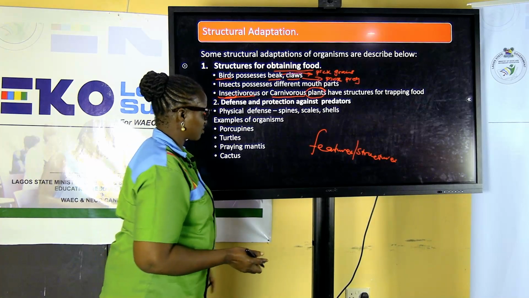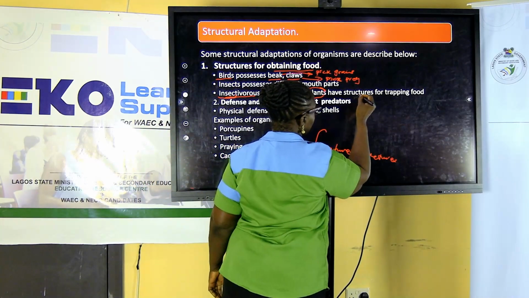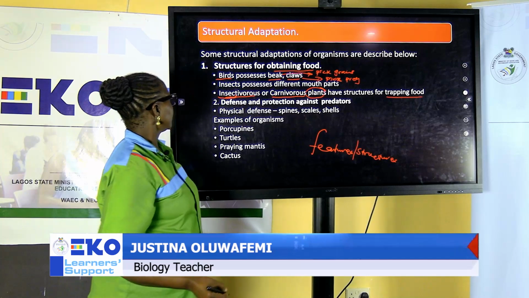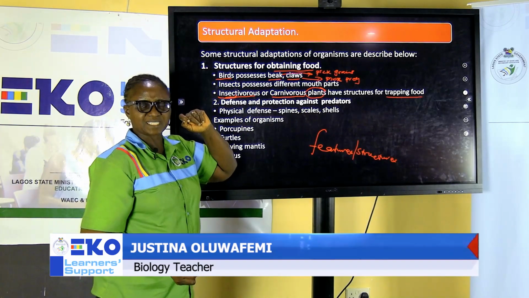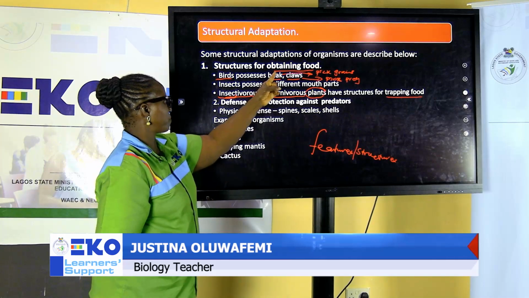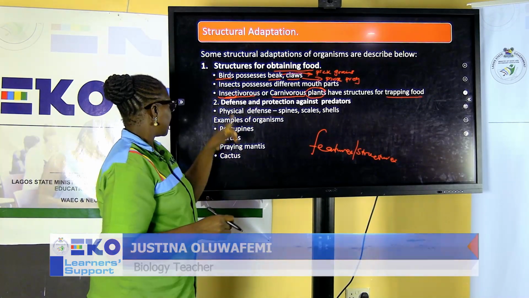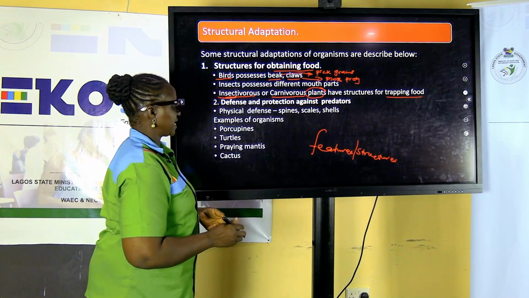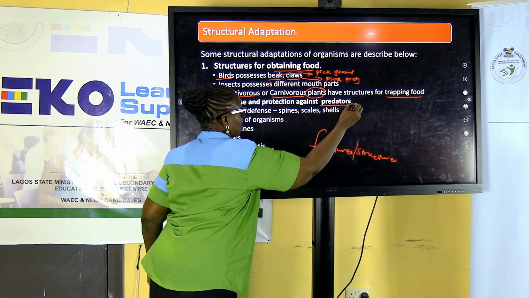What is the significance of this? As you can see here, this structure is for trapping food. So the first set that we looked at is what? Structures possessed by different organisms for the purposes of obtaining food. The next one, we are looking at defense and protection against predators.